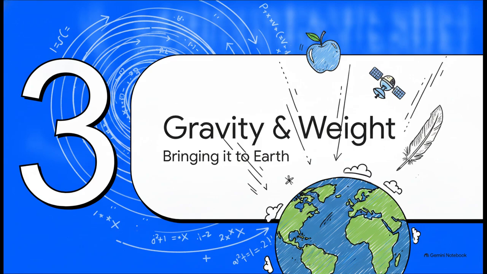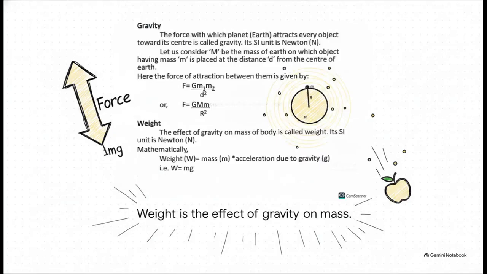Section 3, Earth's gravity and weight. Let's bring this down to Earth. When Earth's massive gravity pulls down on your specific body mass, the result is what we call your weight. Actually, scratch that. People often think weight is just mass, but it's not. Because weight equals mass times acceleration due to gravity, weight is a force, and we measure it in newtons.